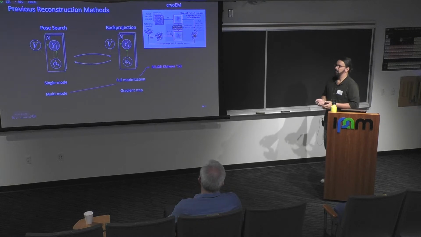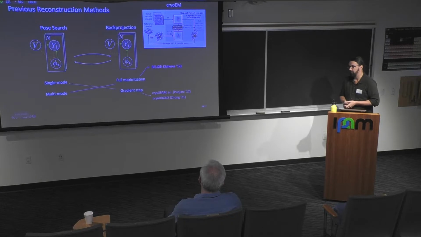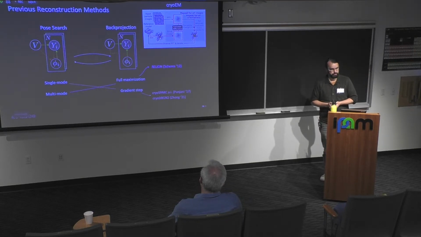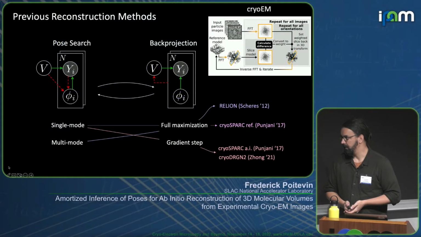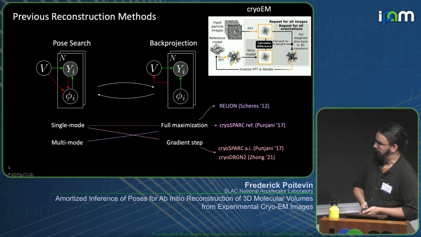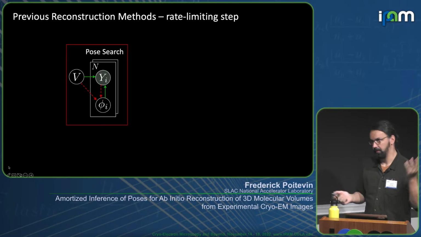At each iteration, CryoSpark took a different approach a few years after by basically just doing gradient descent at each step, which allowed it to go for ab initio solutions. That's also the approach followed by CryoDragon 2. Yeah, and essentially what distinguished CryoSpark ab initio from CryoSpark refinement would be the way back projection is carried out. That's one way to see it.